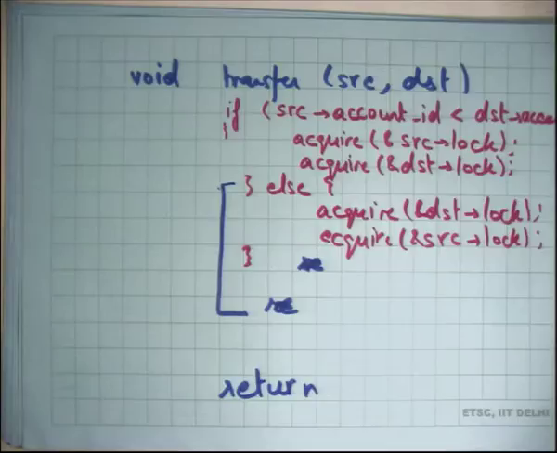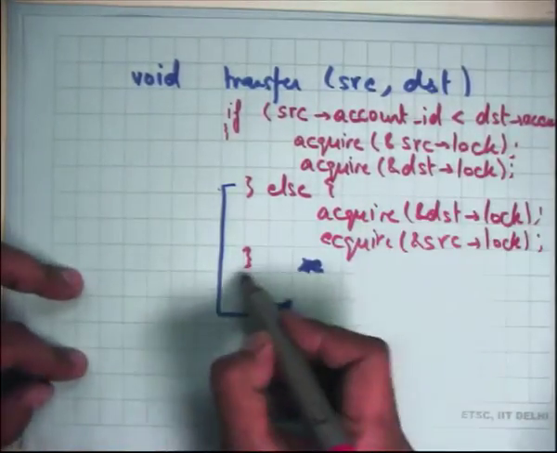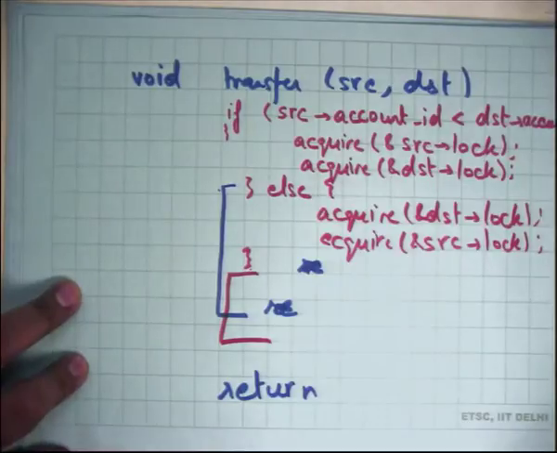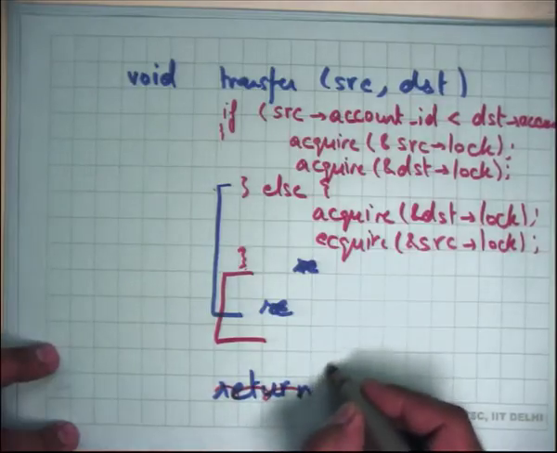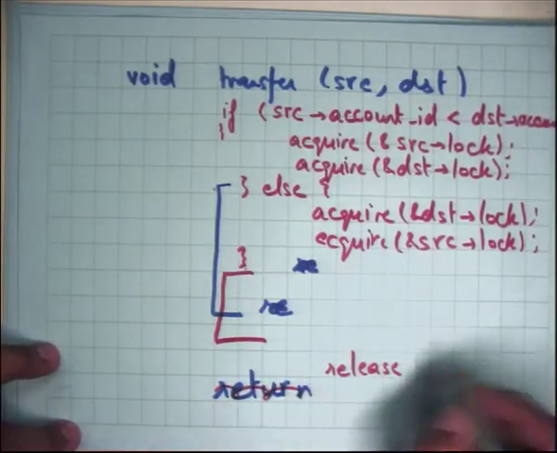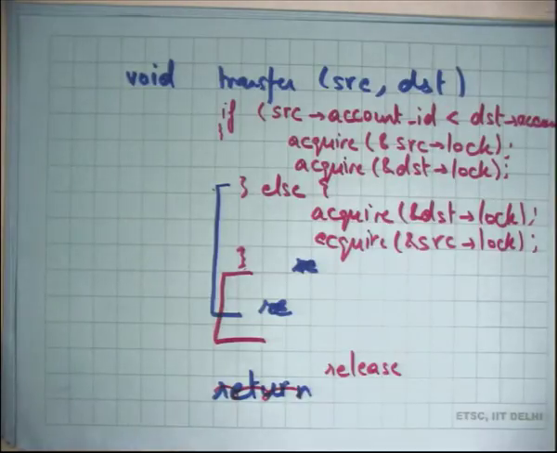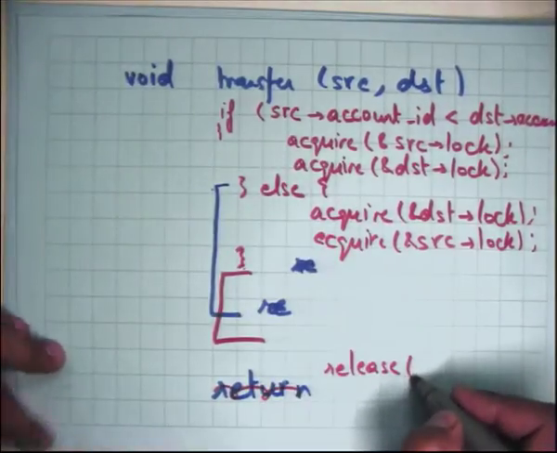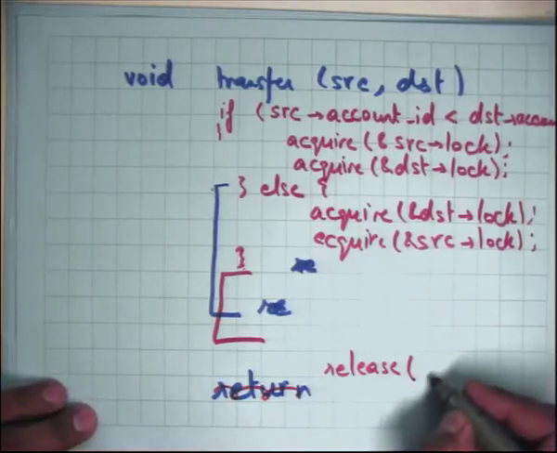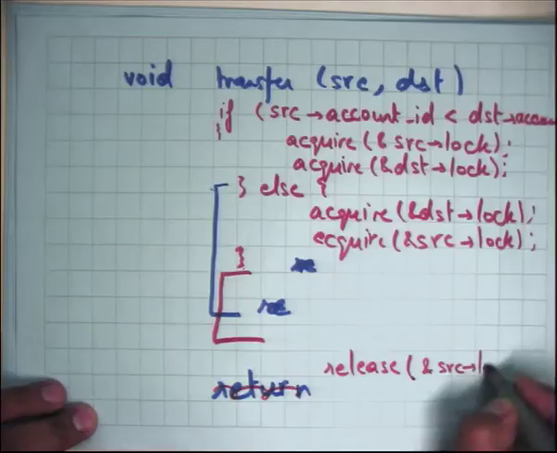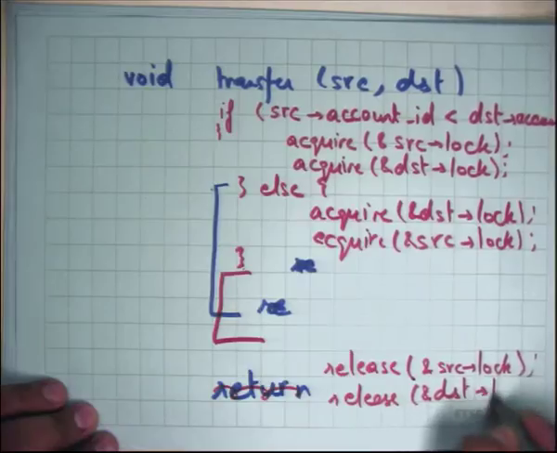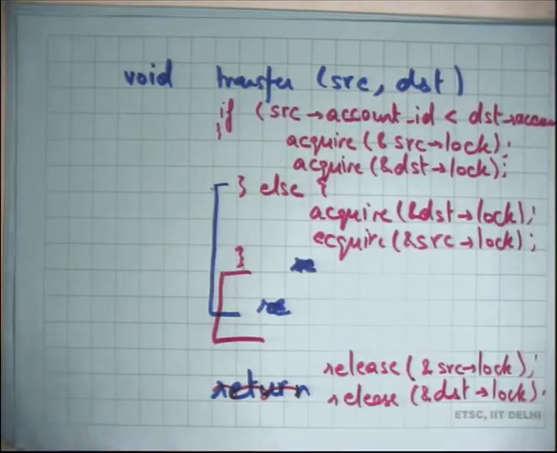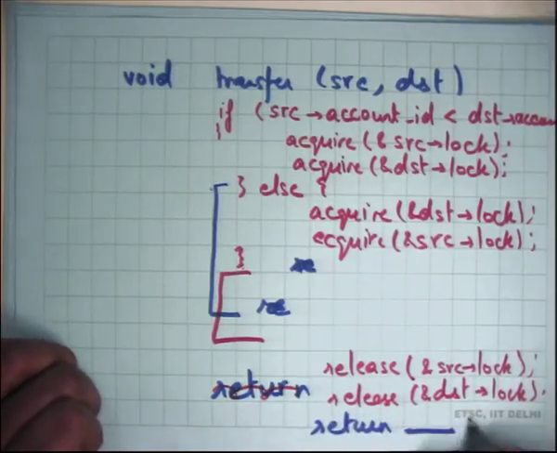Okay, and then after you have both these locks, you can do whatever you like here, because these operations will be atomic with respect to each other, and then at the end of the day you can say release. Does the release need to have an order? No, the release doesn't need to have an order. Release is just a non-blocking operation, so any order is fine. And then you return whatever value you want to return here.